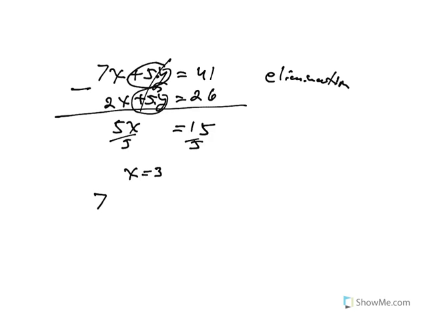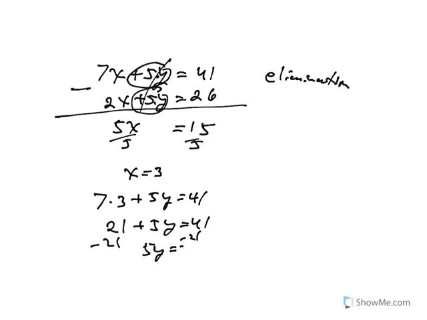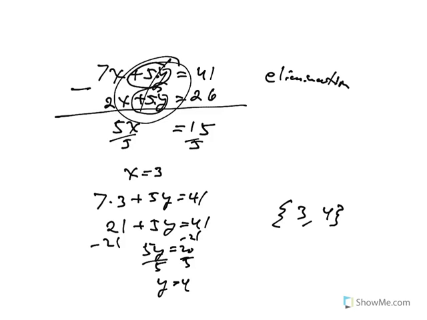And then you substitute that 3 into either of the original equations. And you get our answer, which is x equals 3, y equals 4. Well, this is great if those numbers match up so nicely like they do. But what if they don't?